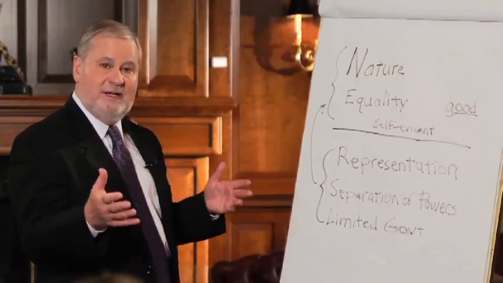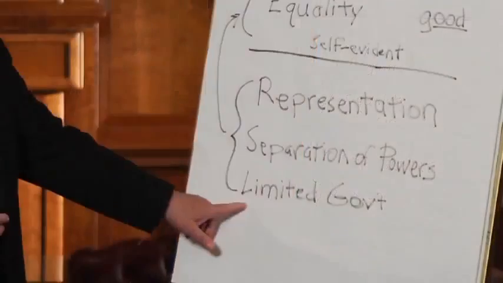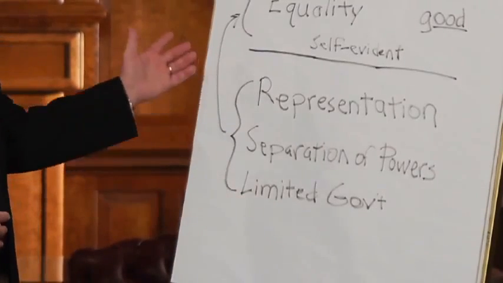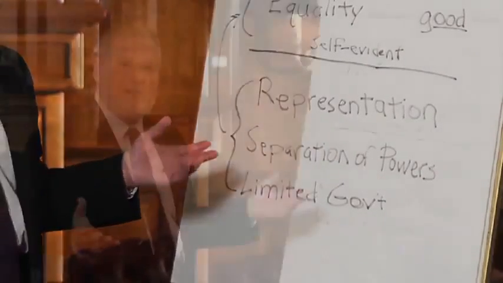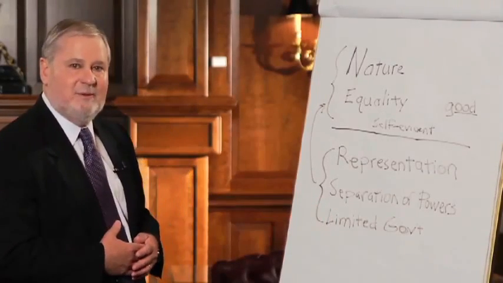One article for each branch, one article for the states. And then finally, the Constitution of the United States sets up a limited government. And a limited government just means it can't do everything it wants to do. And that's obvious in Article 1, Section 8 of the Constitution, for example.